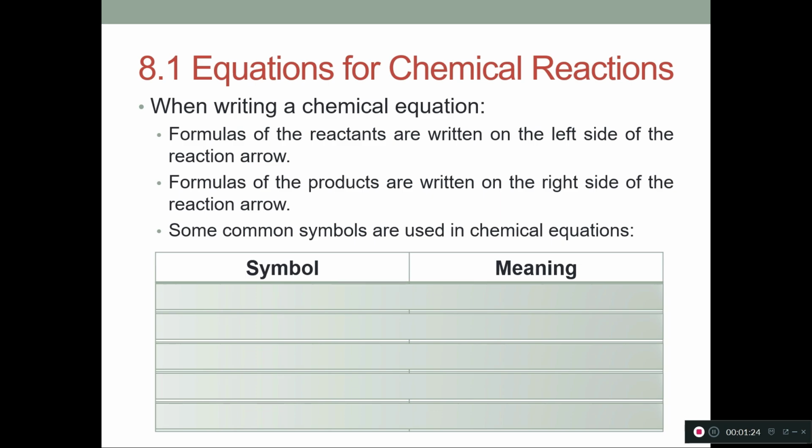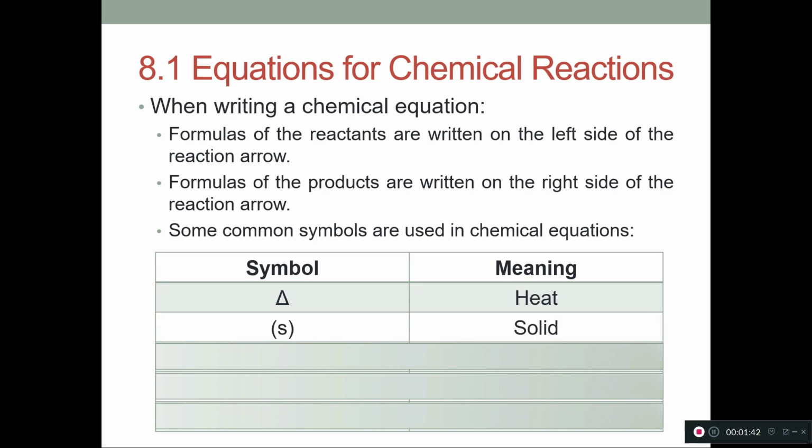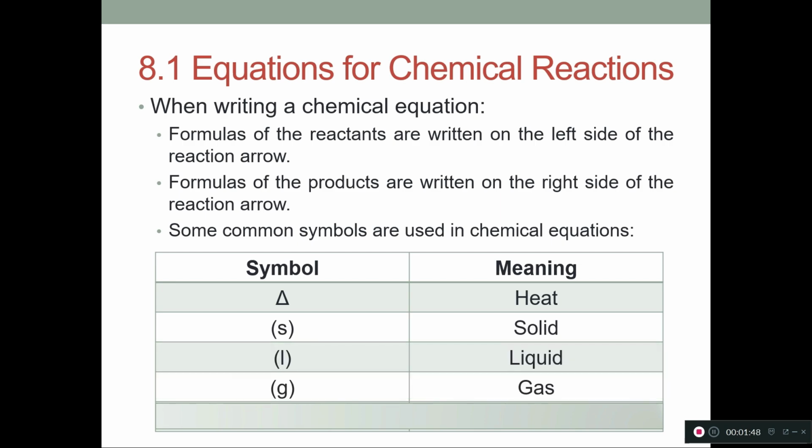And when writing a chemical equation, the formulas of the reactants are always written to the left side of the arrow and the products to the right side. And some common symbols that you may have noticed in the previous examples. We can have a delta symbol, so that's the uppercase Greek letter delta, meaning that heat is used. We can have this S in parentheses, meaning a solid, an L in parentheses, meaning a liquid, a G in parentheses, meaning a gas, and this AQ in parentheses meaning aqueous, meaning that it is dissolved in water.